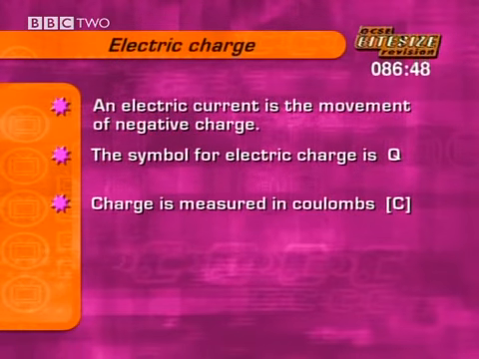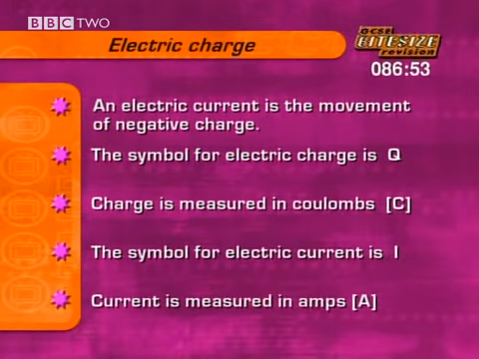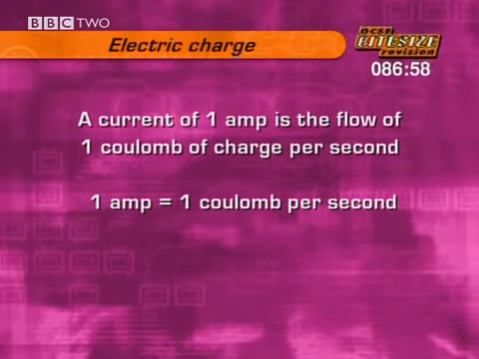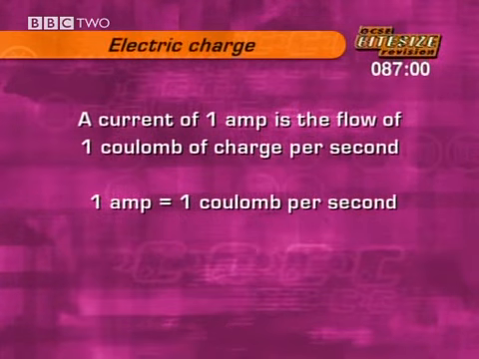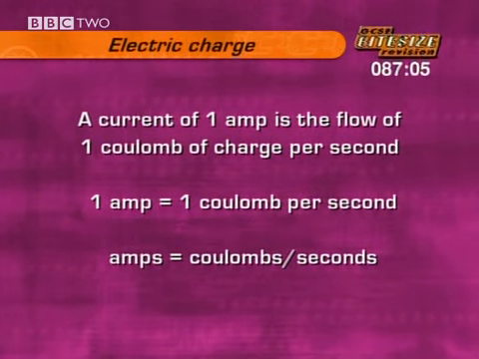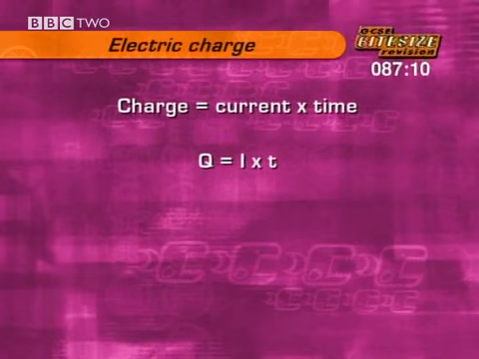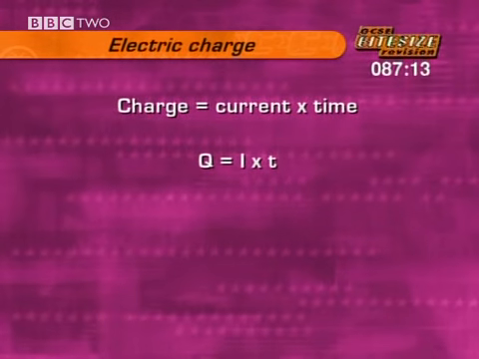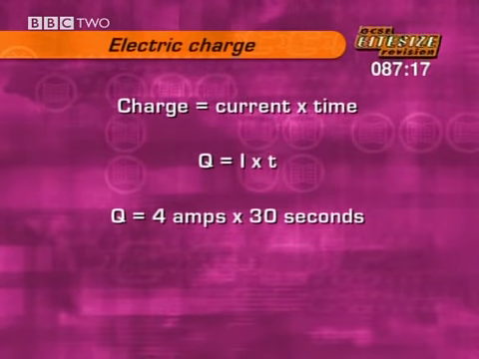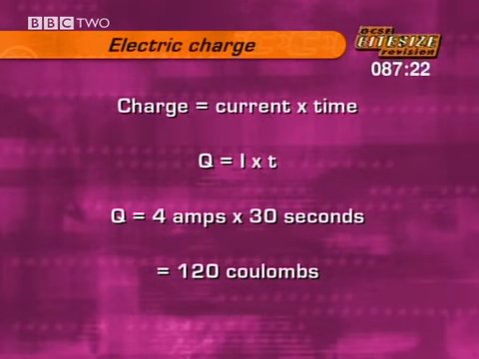Charge is measured in coulombs. The symbol for electric current is I. Current is measured in amps. A current of 1 amp is the flow of 1 coulomb of electric charge per second. That's amps equals coulombs divided by seconds. Another way of saying that is that charge equals current times time. So 4 amps of current flowing for 30 seconds is moving 4 times 30. That's 120 coulombs of charge.